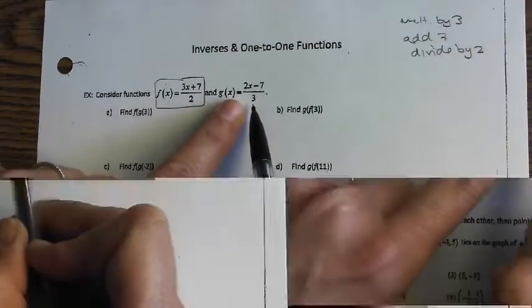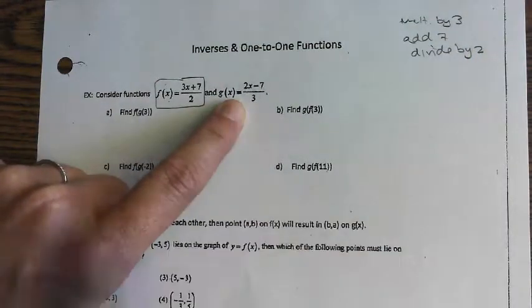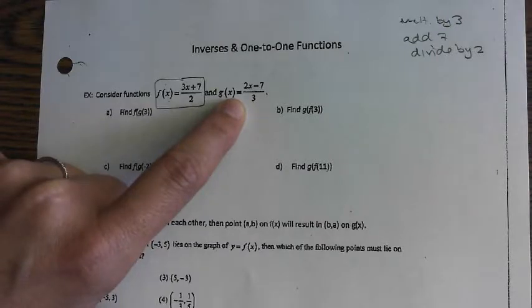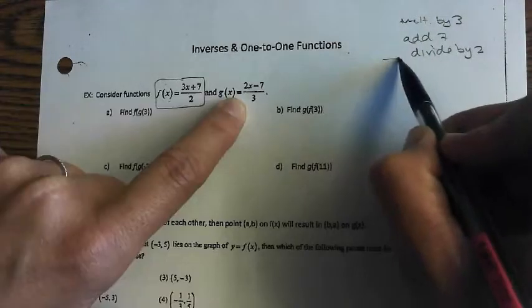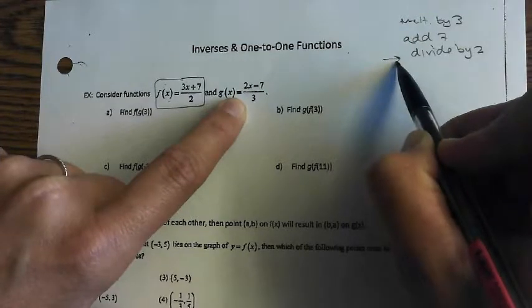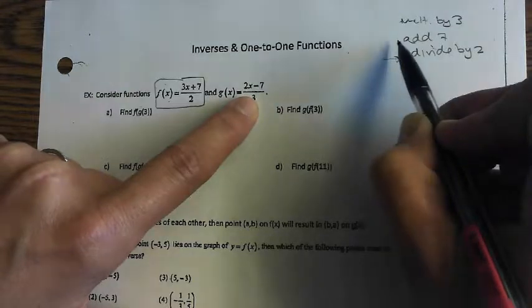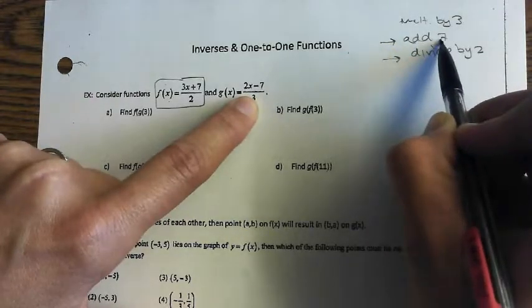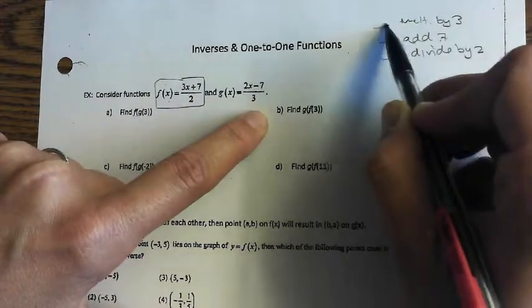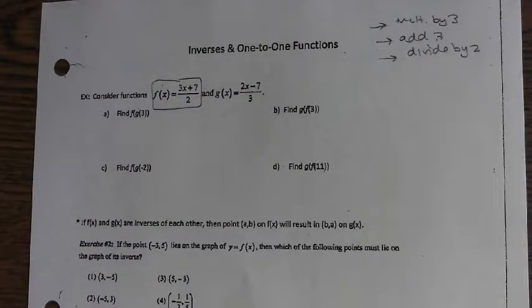If you look at g of x, what's the first thing you would do to x? Go ahead, Morgan. Doesn't that undo the division by 2? Okay, and then you would subtract 7. Doesn't that undo that? And then divide by 3. So it's reversing the process.